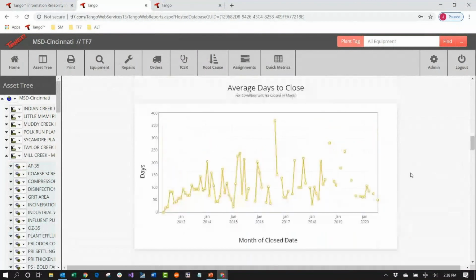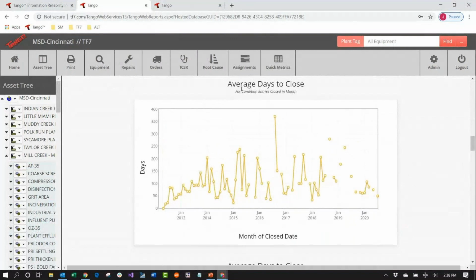Now I start to get to the information I want. What's my average days of closure? Now this is for how many were closed in a month. So if it got closed in the month of January, then it tells me that there were 61 items. January is 63 items, but I don't know how long those were open.